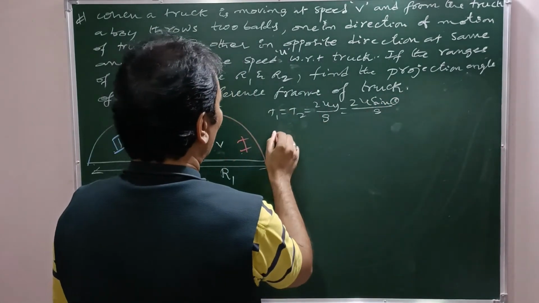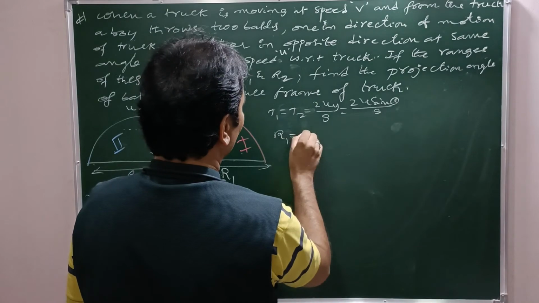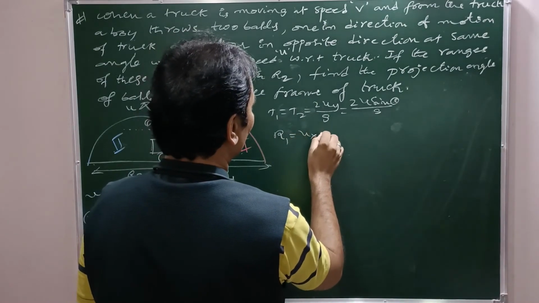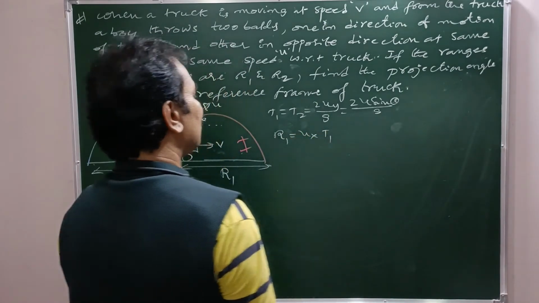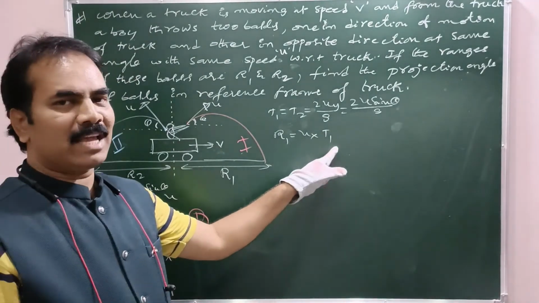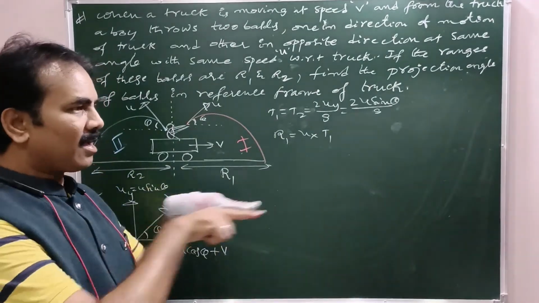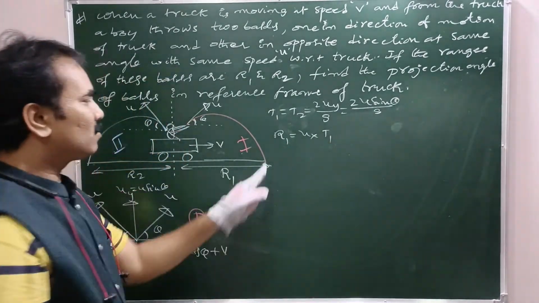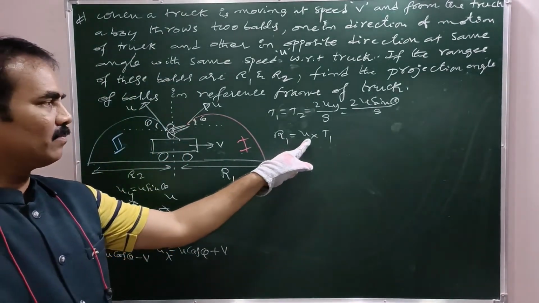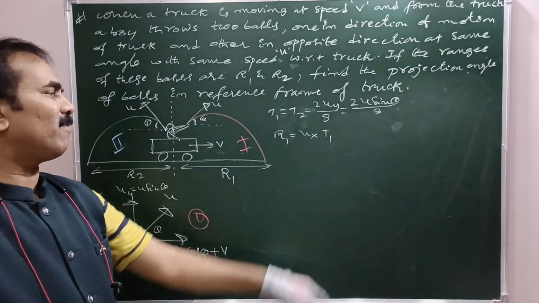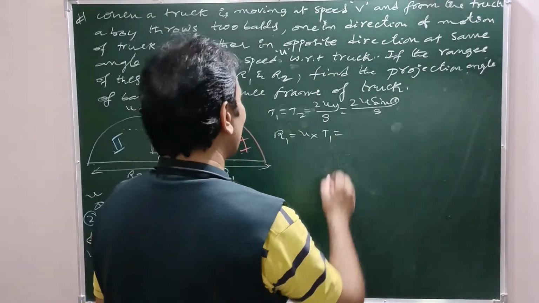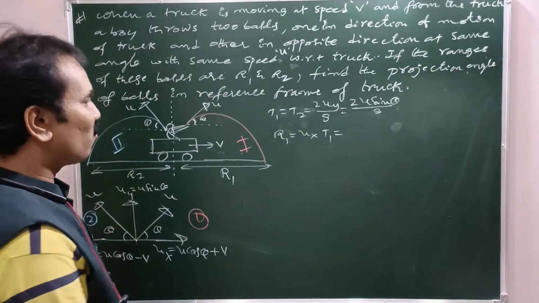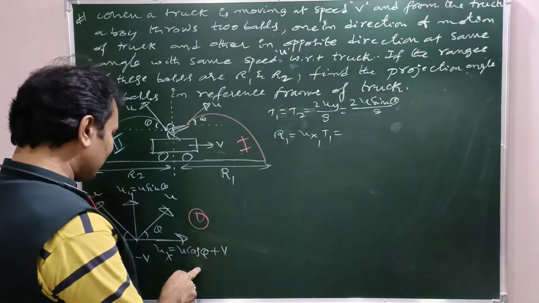So R1 equals ux into T1. Horizontal component of velocity into time of flight. Why? Because along the horizontal there is no acceleration. Simply distance equals speed into time. So the horizontal distance R1 equals the horizontal component of velocity into time of flight, that is ux1 into T1.